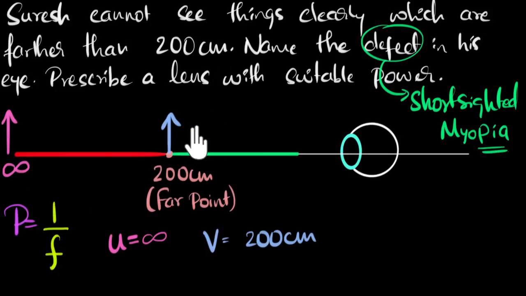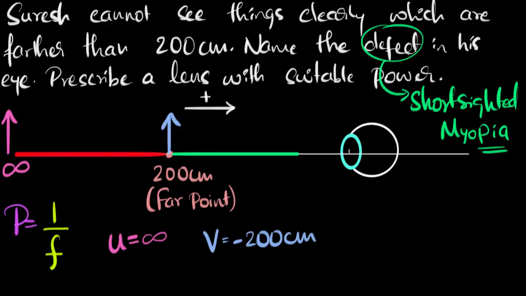So for sign convention, we need to first choose our incident direction as positive. So all the distances on this side will be positive, and all the distances on this side would be negative. So the object distance is negative infinity, but negative infinity, positive infinity doesn't matter. The image distance is negative 200 centimeters.